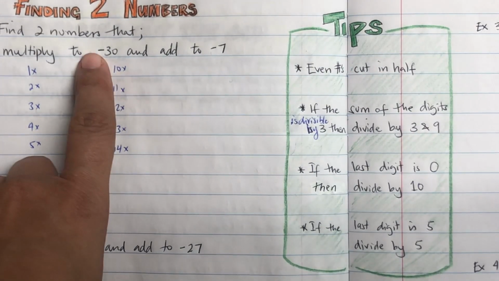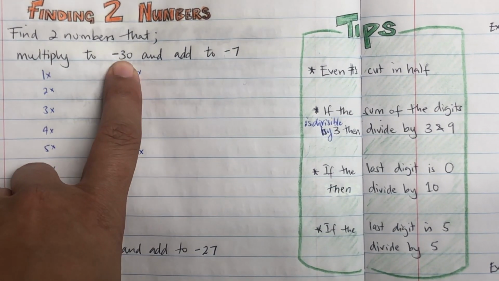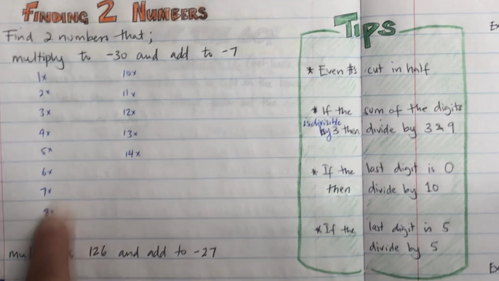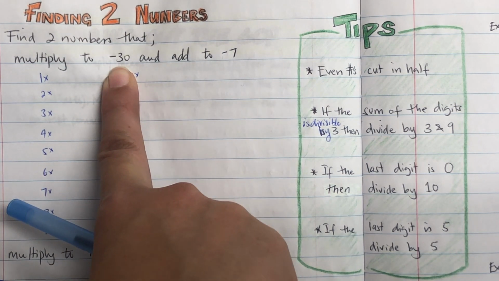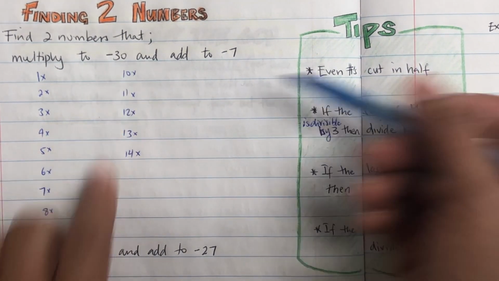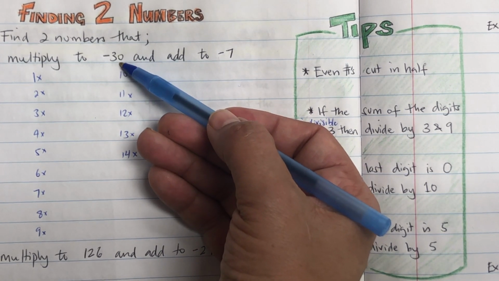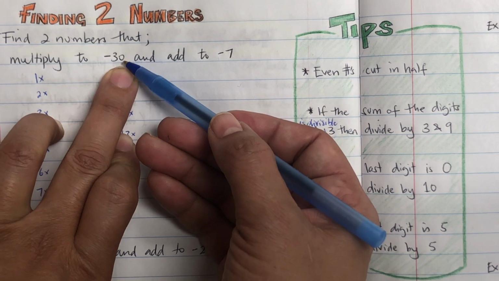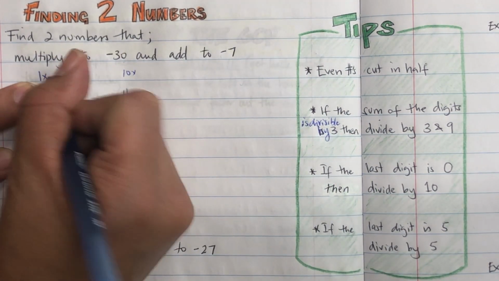Okay, so I'm looking at this number that multiplies to negative 30. I'm trying to fill this. What numbers multiply by what to give me negative 30? Okay, so it says here, if it's even, we can cut it in half. So it's an even number, so I'm only going to focus on positive 30. It's an even number, so I can cut it in half. All right, 1 times what gives me 30?